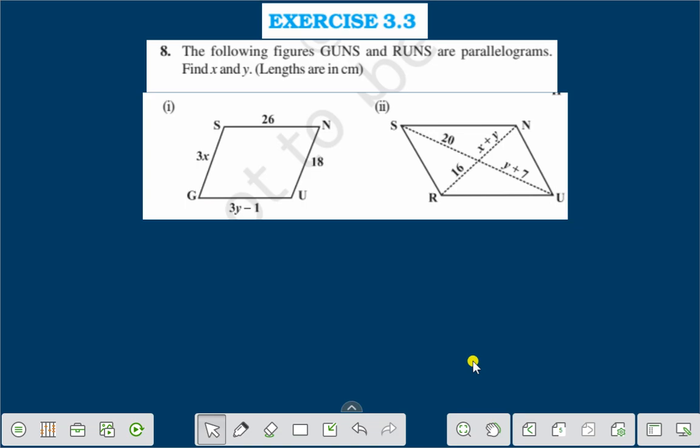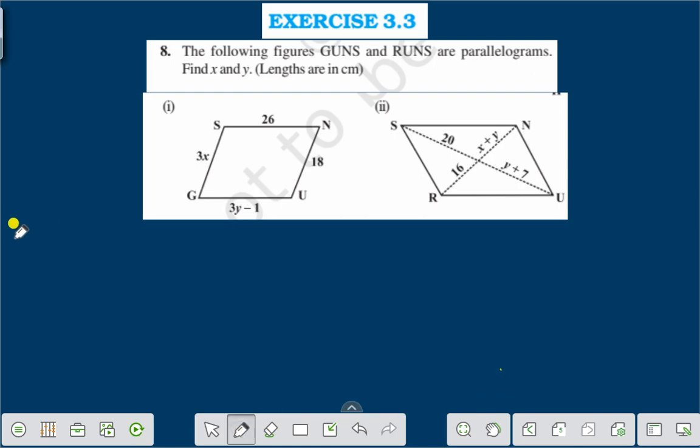Hello everyone. Today I'll discuss exercise 3.3 question number 8. The following figures GUNS and RUNS are parallelograms. Find x and y. Lengths are in centimeter. Let us first solve question number 1.